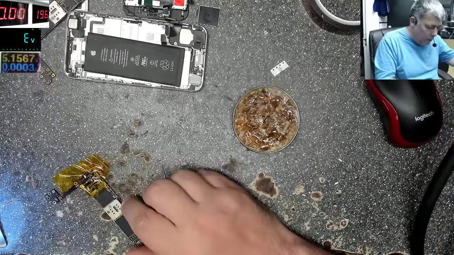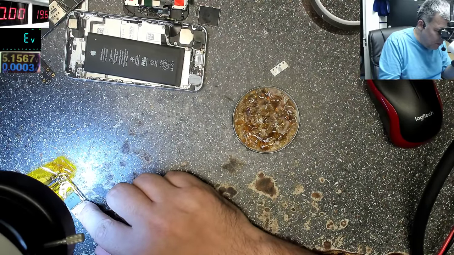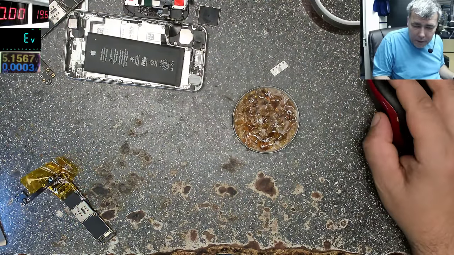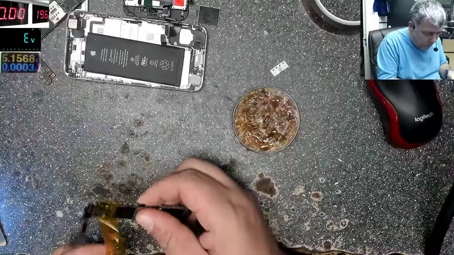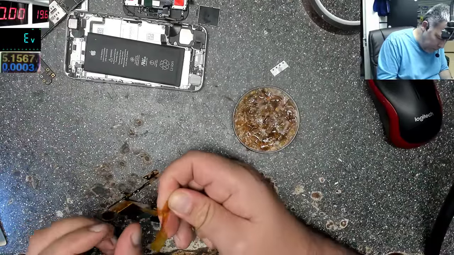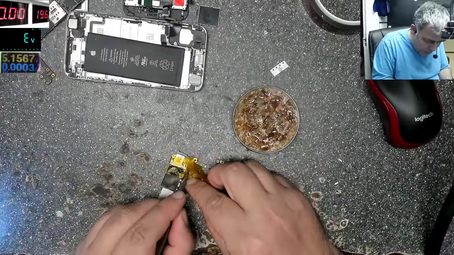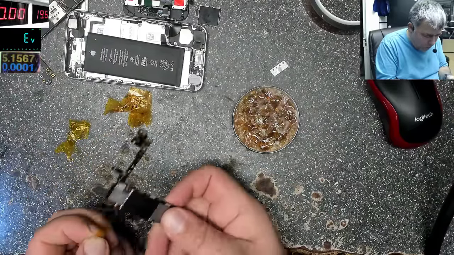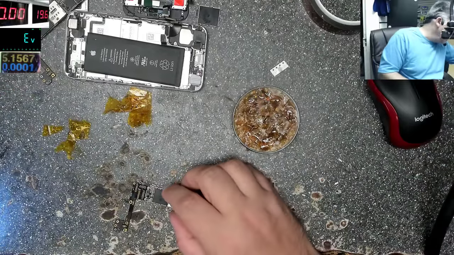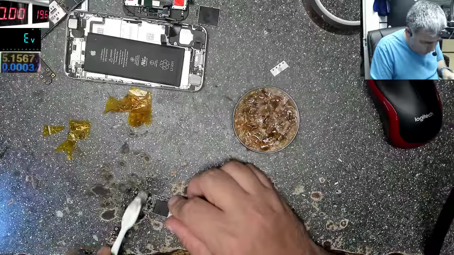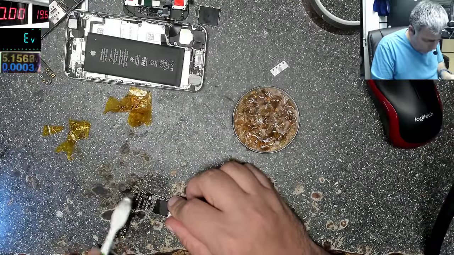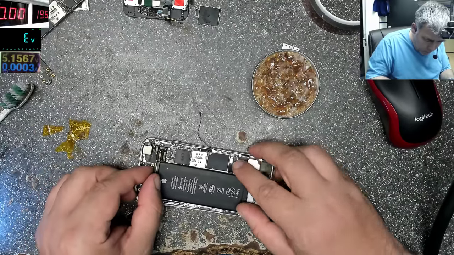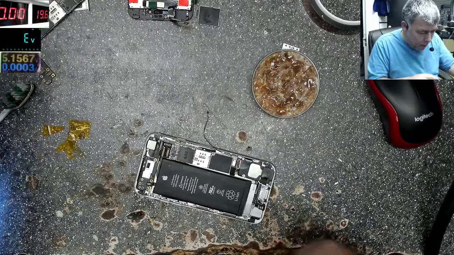So let's see the second pin. The second pin is fine. Let's clean and test. You know, I should buy soldering tweezers, they're easier to use. Let's clean it. Let's use the old screen here, the manual screen.